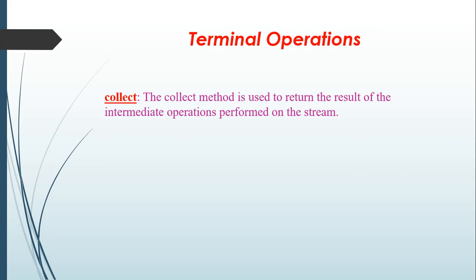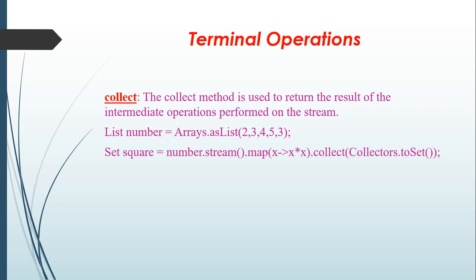Next are the terminal operations. Here is a list of some terminal operations. We already know that terminal operations are used at the end of the stream. So let's discuss these. First, collect. The collect method is used to return the result of the intermediate operations performed on the stream. For example, List<Integer> number = Arrays.asList(2, 3, 4, 5, 3), in which Set square = number.stream().map(x -> x * x).collect(Collectors.toSet()) collects the squares as a set.